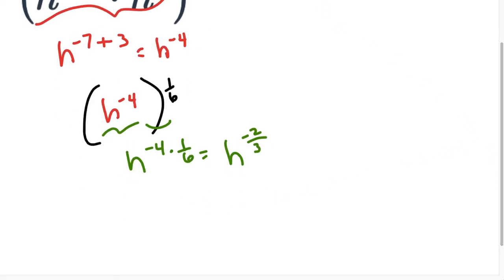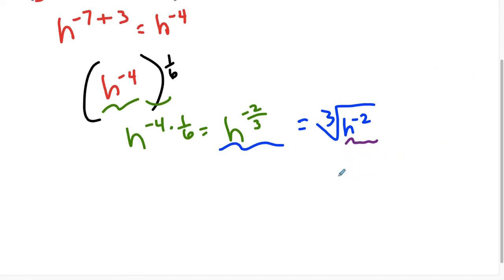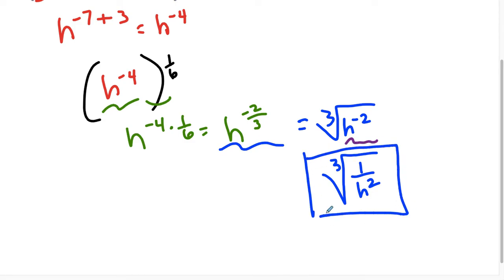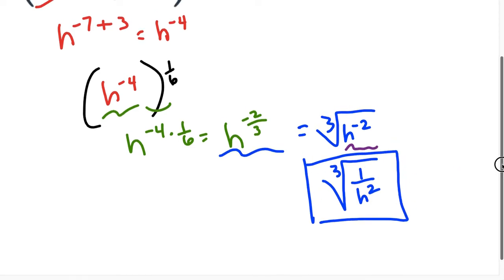Okay, and now from here I can apply my fractional rule. So this becomes the third root of h to the power of negative 2. By the way, if you ever have a negative fractional exponent, the numerator is always the power, right? And now I can apply another rule right here, which is the negative rule, so the third root of 1 over h squared. Okay, and that is your final answer. So this is multiple rules all in one. All right, and that is it.